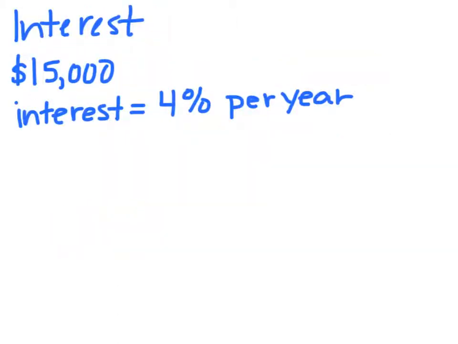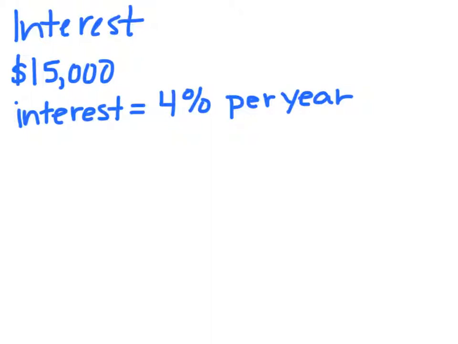Interest is the amount of money that a bank pays you for depositing your money with them. Think of it as an incentive for keeping your money in the bank. Let's solve a problem involving interest. The Historical Society has $15,000 in an account that pays an interest of 4% per year. How much money will it have in the account at the end of 1 year?